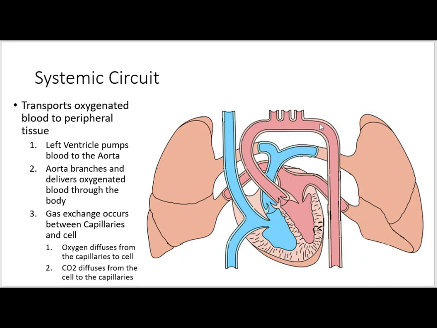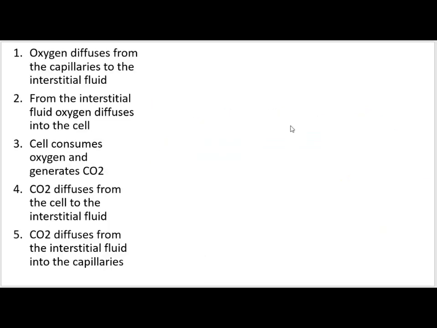Now, this blood is going to get to the organs and cells and tissue, and some kind of gas exchange is going to occur again. What is that gas exchange? Oxygen is going to diffuse from the capillaries to the cell, and CO2 is going to diffuse from the cell to the capillaries. Let's look at it.